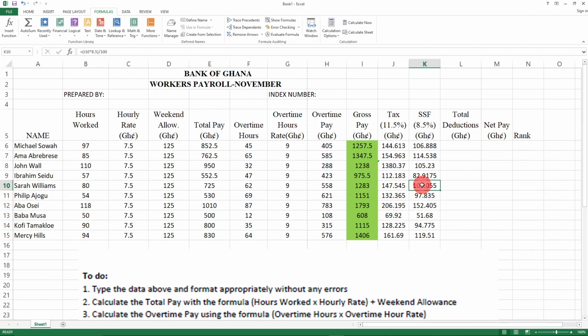Okay, so let's do for Sarah. Sarah is I10 times 8.5 divided by 100. So this is the formula: I10 times 8.5 divided by 100. You should get the answer. All right. Okay, so now let's move on to the next question.